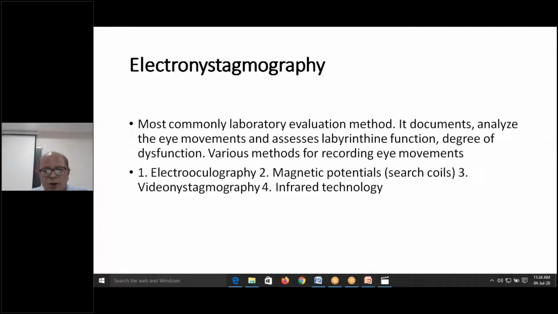The cornea has a positive charge compared to the retina. This is the principle which is used. You place a number of electrodes around the eye and a ground electrode over the center part of the forehead, and then you can do the test. The main advantage is you can document it, and also you can analyze the eye movement and assess labyrinthine function and degree of dysfunction.